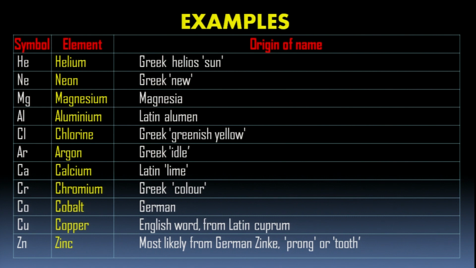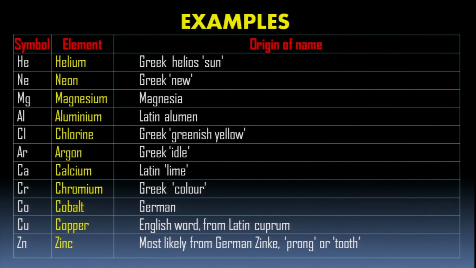So, argon, Ar. Calcium, a Latin word for lime, is Ca. In Greek, chroma means color, so chromium is Cr. Cobalt, Co. With all these C elements, we use the second letter in lower case. Cobalt is a German word, and we use Co. Copper, an English word from the Latin word cuprum, so we use Cu. And zinc, from the German word zinke, meaning prong or tooth. It's named for the tooth, and it is Zn.